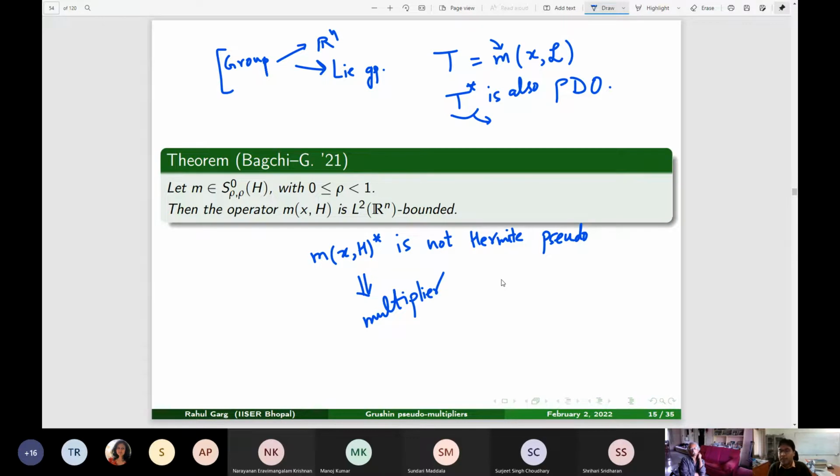So that's a trouble. And this poses huge challenge for us in our analysis. So we have to every time work with T and T star very carefully.